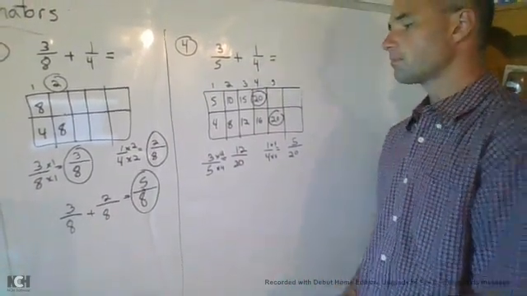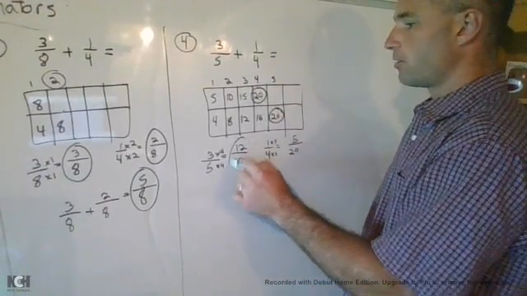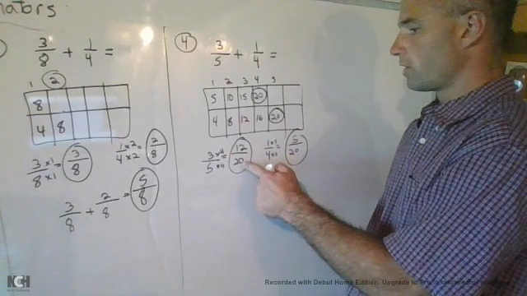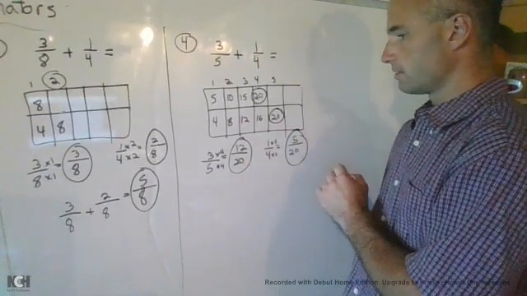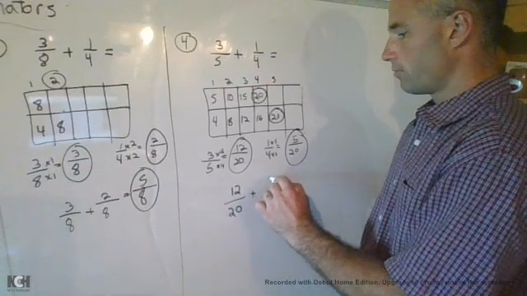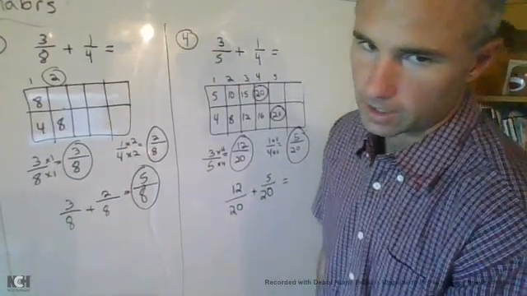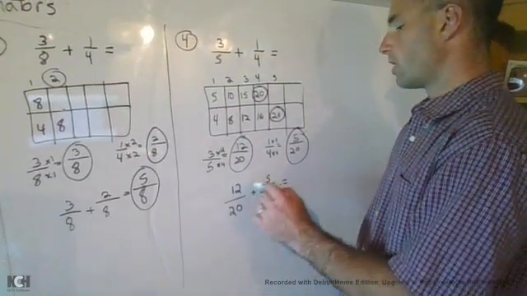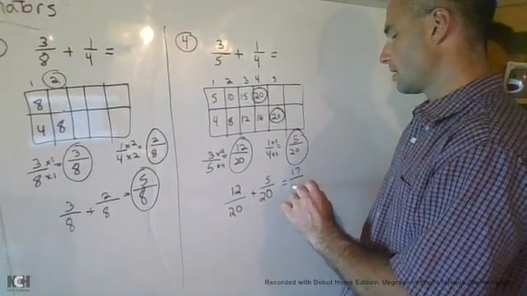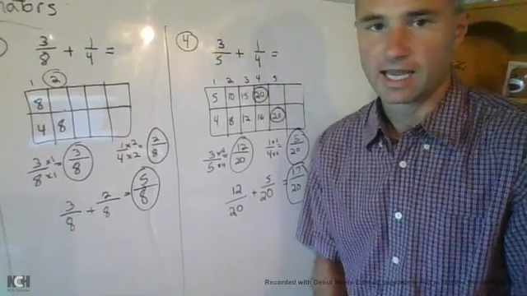Okay? Okay, so we found the common denominator to be 20. I found the equivalent fractions to be 12/20 and 5/20. I'm going to add 12/20 plus 5/20. Don't add the denominator. So 12 plus 5 equals 17. Stick with the same denominator. You end up getting 17/20 as your answer here.